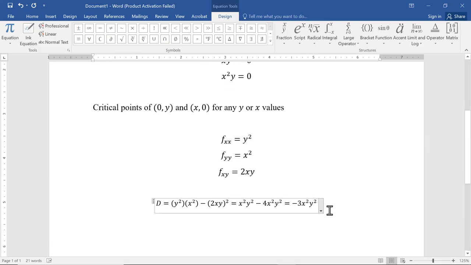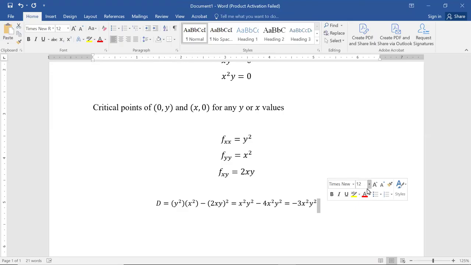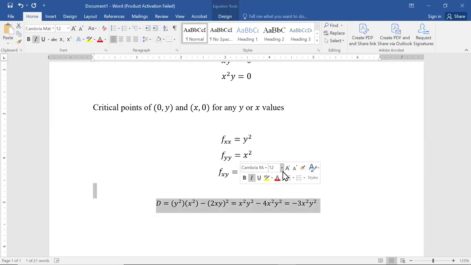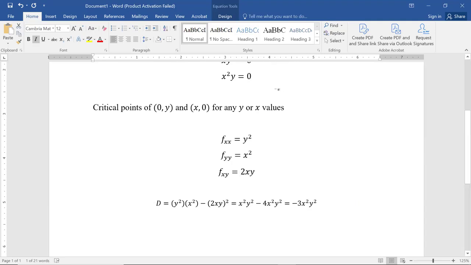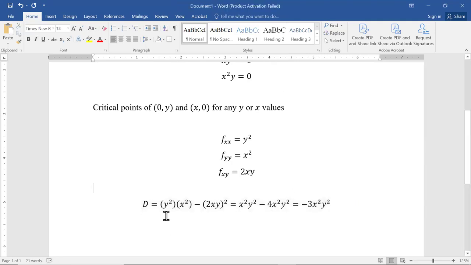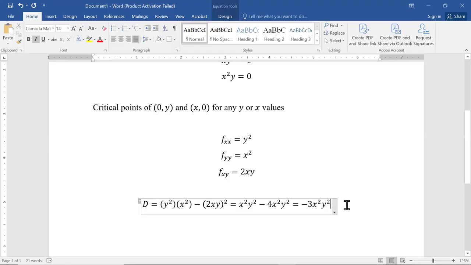So here's the weird thing. Let's make this a little bit bigger. There you go. At any of these critical points where I have 0, comma y, if I plug in 0, comma y, I get 0. At x, comma 0, I plug in 0 for y, I get a d value of 0.